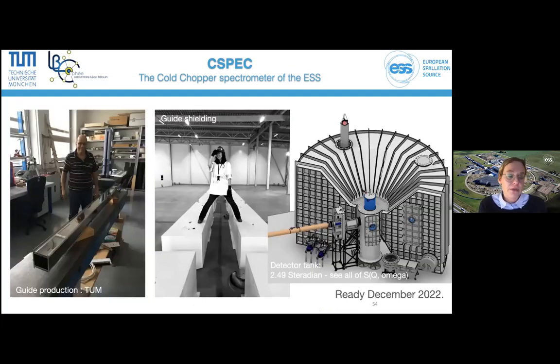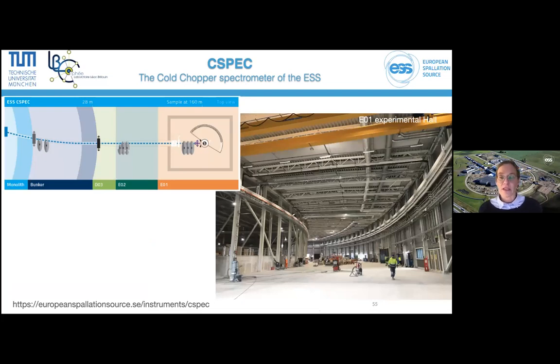Here we have some guide production, which is done at TUM, a reactor facility in Germany. Here we have our second instrument scientist standing on our guide shielding. And here we have an image of the detector tank, which will go into manufacturing very soon. And we hope to be ready in December 22. So all this, both MAGIC and C-SPEC, will sit in this very large instrument hall, and it will be filled up. And it's an exciting time to be here and see this filling up.